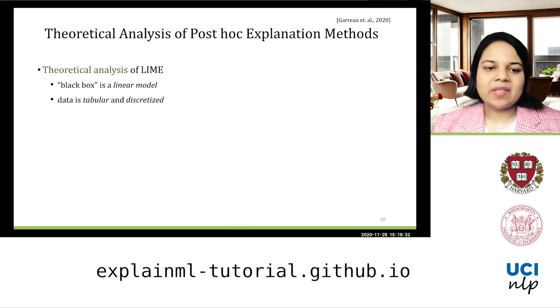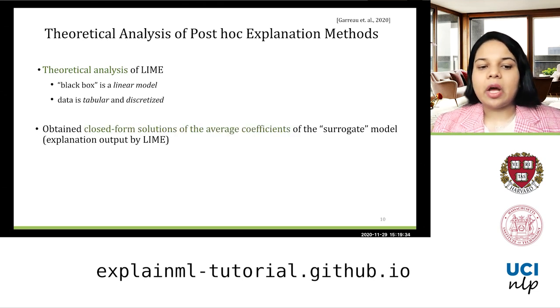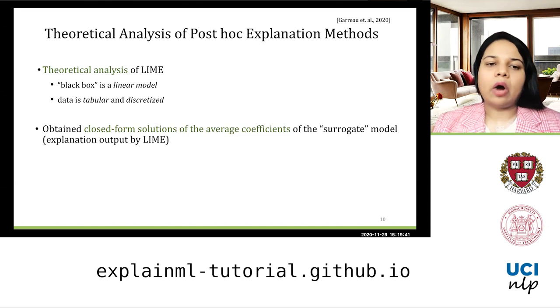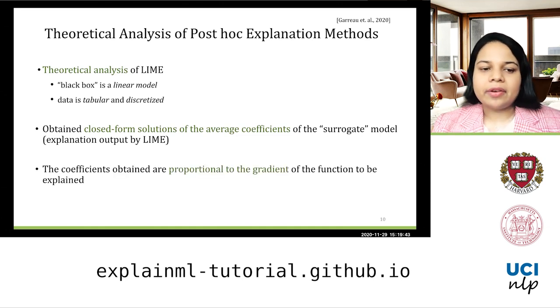And this work basically shows that they can obtain closed form solutions of the average coefficients of the surrogate model or explanation output by LIME. Further, they also show that the coefficients obtained are proportional to the gradient of the function to be explained.